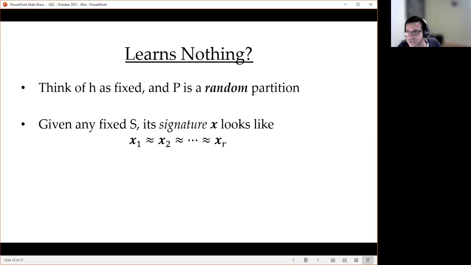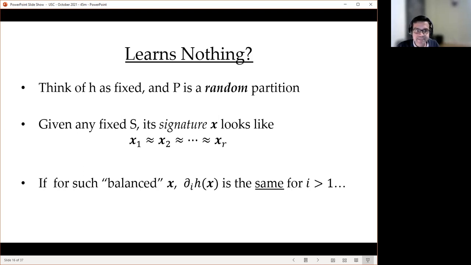And what this indistinguishability says is this crux of constructing this H is based on the following. For any such quote unquote balanced X, where the Xi's are roughly the same, so for example, in the first round, for balanced X, the marginal of this function H that you want to construct on X, the ith marginal, is the same for all i bigger than 1.